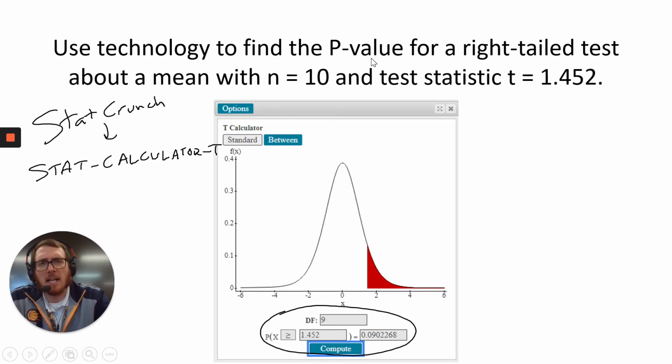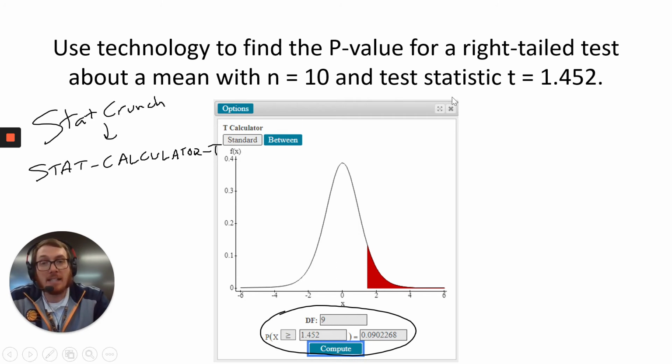So this one says find the p-value for a right-tailed test for the mean with n equals 10 and test statistic t equals 1.425. You have to open StatCrunch, go to Stat, Calculator, T, and it should open something that looks like this. The key is the bottom. It should be blank in all the spaces here. What you have to do is type in the degrees of freedom. So since n is 10, degrees of freedom is 9.